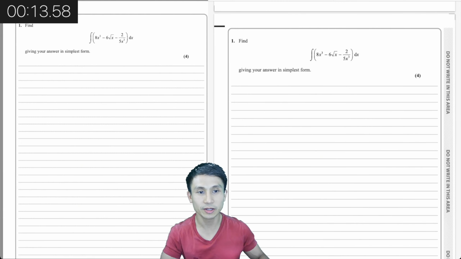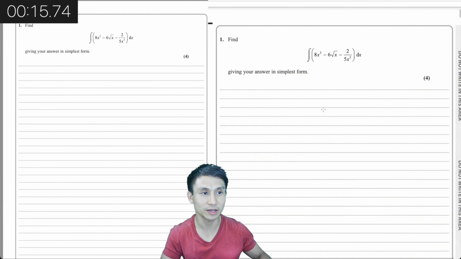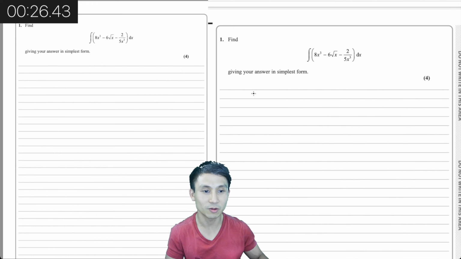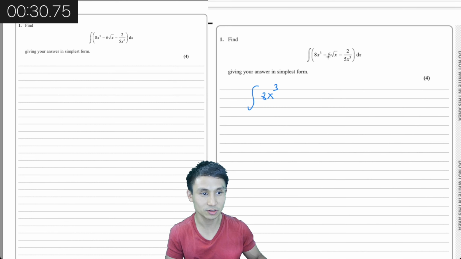Number one, we have to integrate this whole thing. So I guess that's not hard. I'm going to use blue pen here. Integrating the first term, this is basically power rule straight, right? We can just adjust the constant so that it's easier to look. So the square root x here is x to the power of a half. And this is basically 2 over 5, x to the power of minus 3.